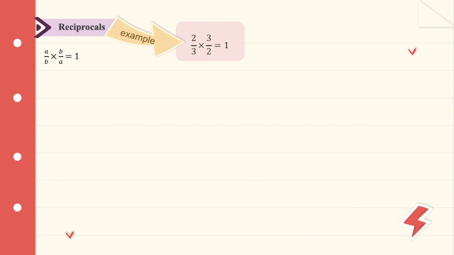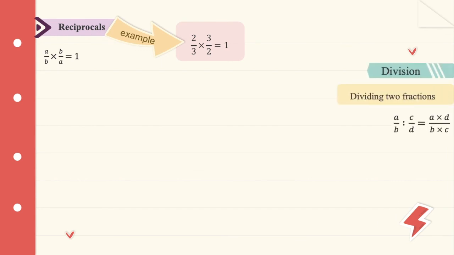Next, we will learn about the division of two fractions. Before we learn how to divide fractions, you have to know about reciprocals. Reciprocals are two fractions whose product is 1. For example, 2 over 3 and 3 over 2 are reciprocals because if we multiply both fractions, the product will be 1.